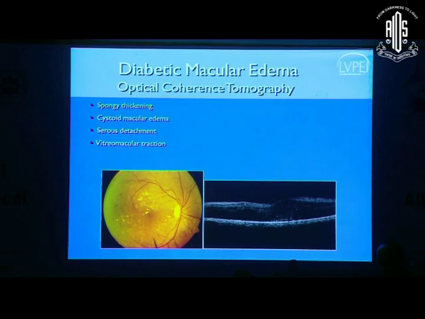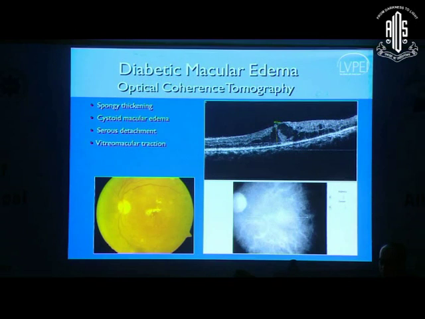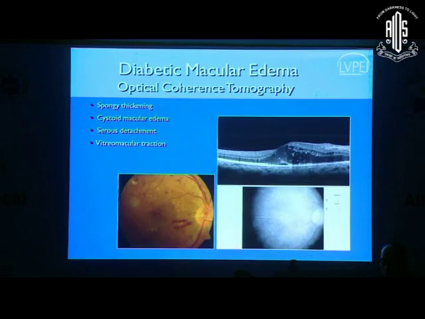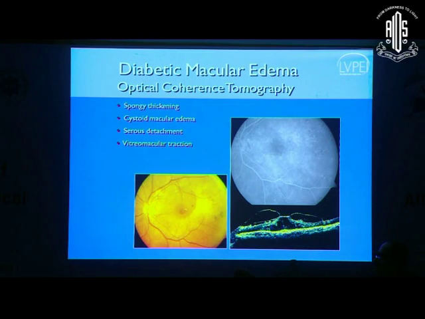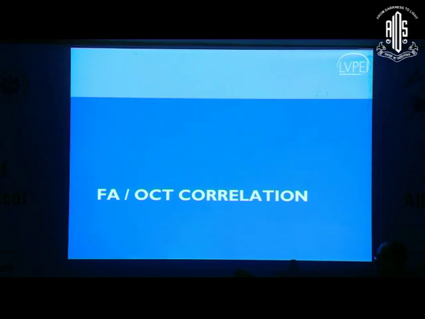So these are the typical slides. We all have seen that this is a spongiform thickening, and you have these cystoid changes in the fovea, and then you can have a serous detachment, which Dr. George has already covered, and you can have some vitreomacular traction as well. So let's see how we actually look at the cystic spaces on fluorescein and on OCT.